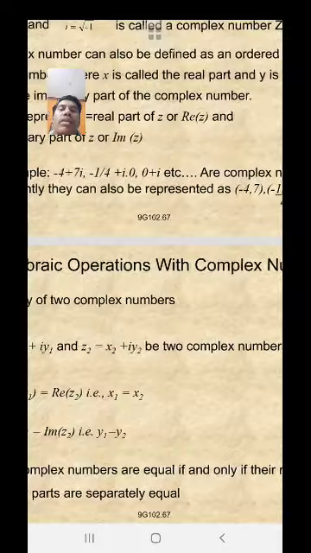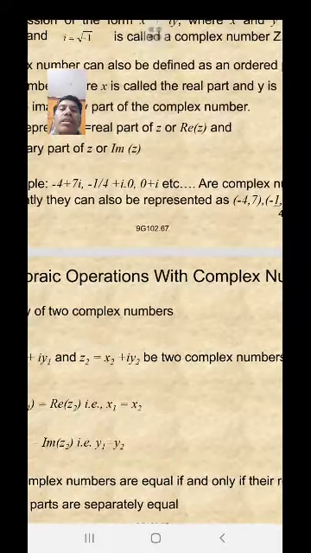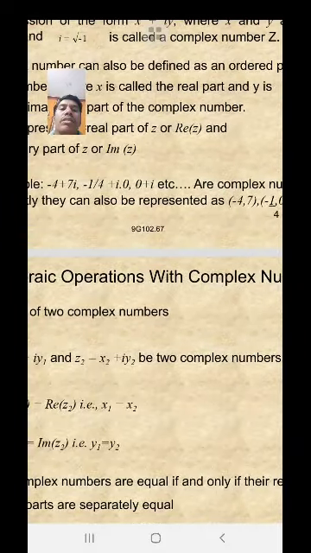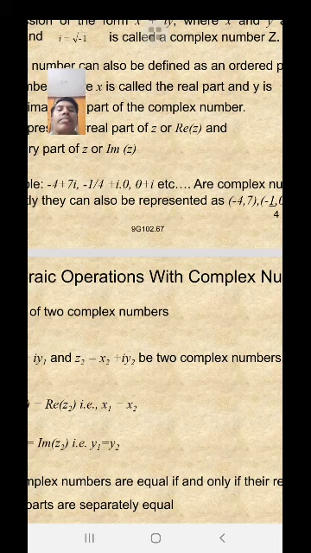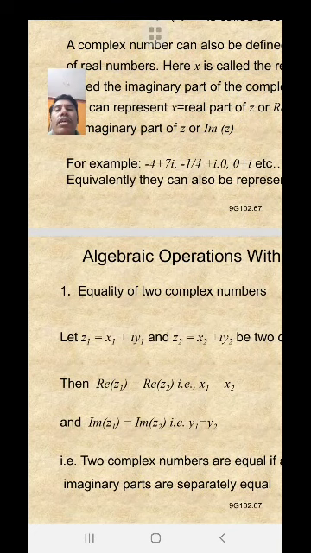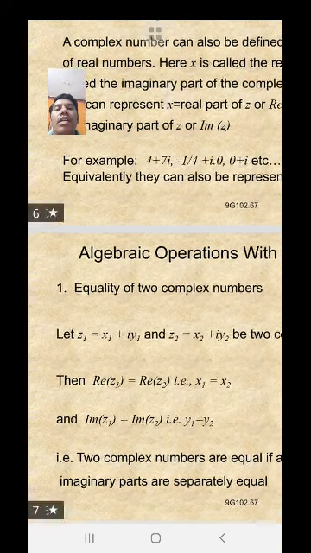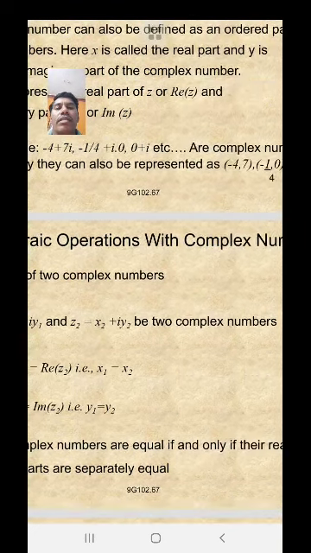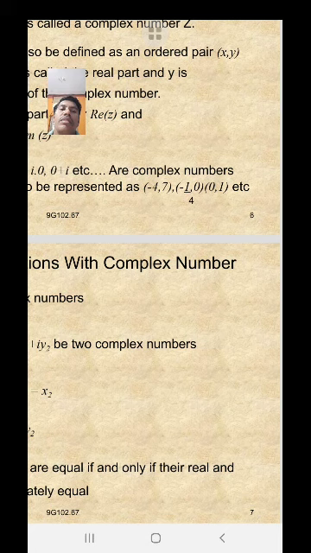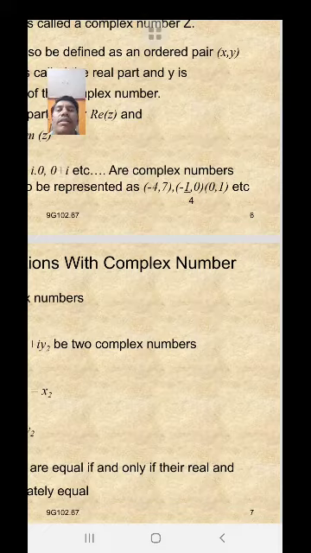For example, minus 4 plus 7i, minus 1 by 4 plus i, 0 plus i, etc. are complex numbers. Equivalently, they can also be represented as minus 4 comma 7, minus 1 by 4 comma 1, 0 comma 1, etc.